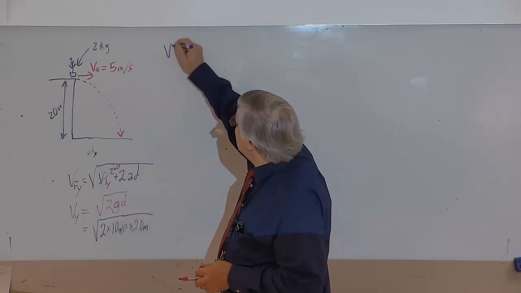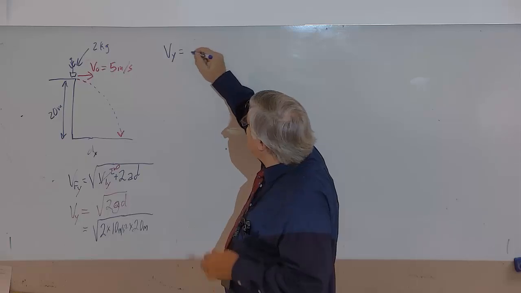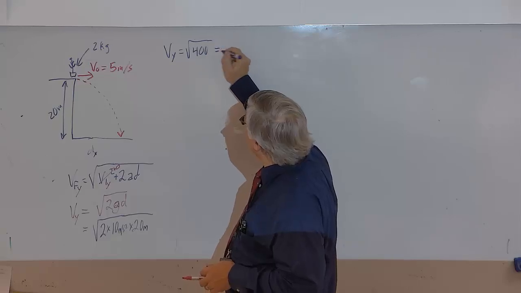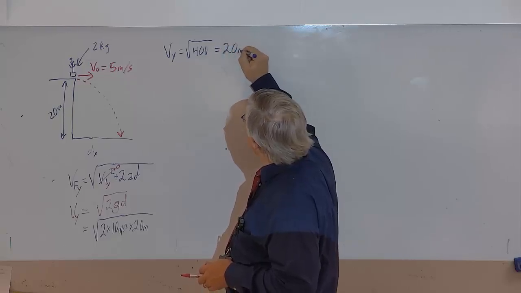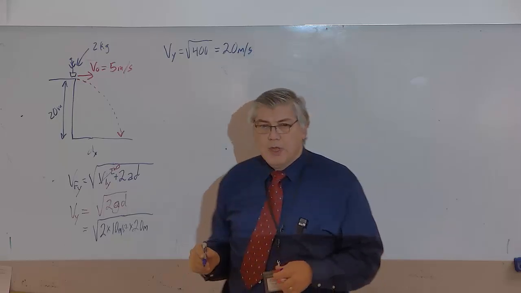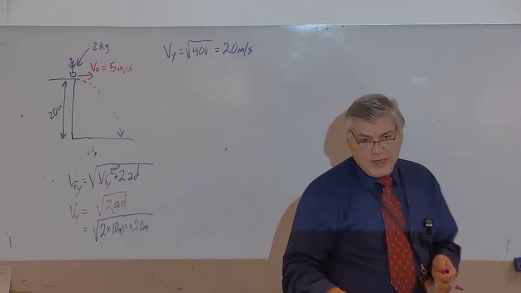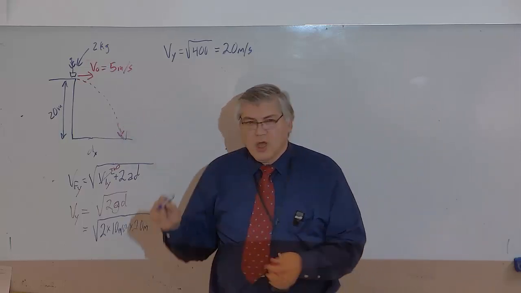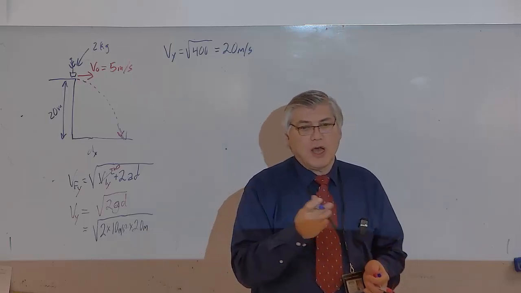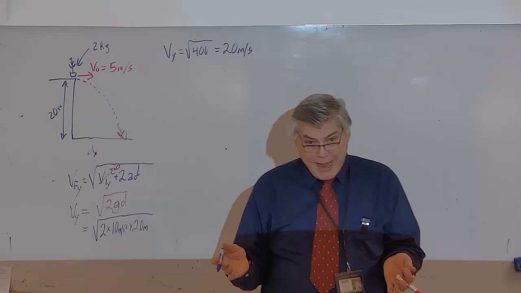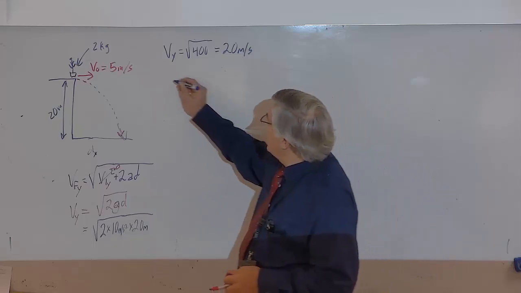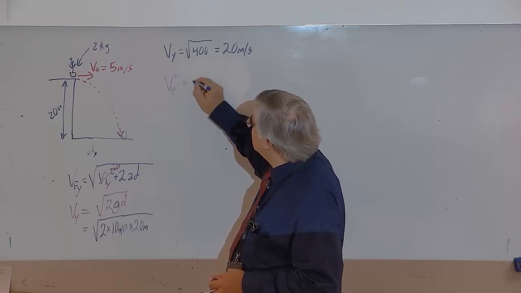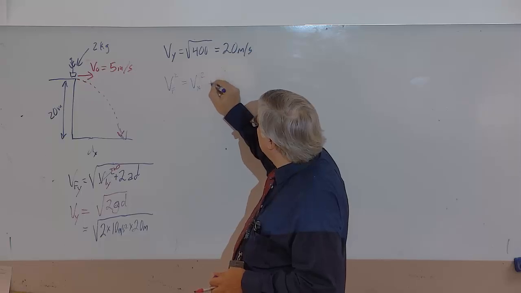So that means that Vy at the bottom is equal to the square root of 400, if I multiply all those together, which means it's equal to 20 meters per second. All right? So 20 meters per second is the vertical velocity. But what if I wanted to find the actual resultant velocity that combines the horizontal and the vertical components? Well, we have to go back to Pythagorean theorem, right? And we know that the actual final velocity squared is equal to Vx squared plus Vy squared.